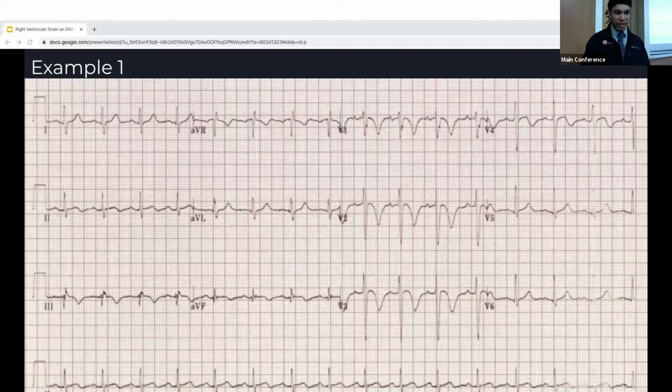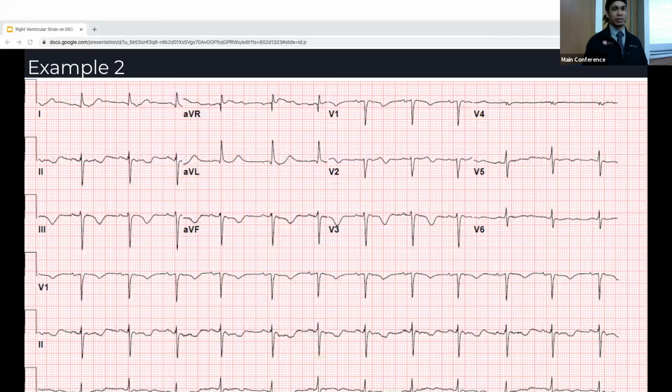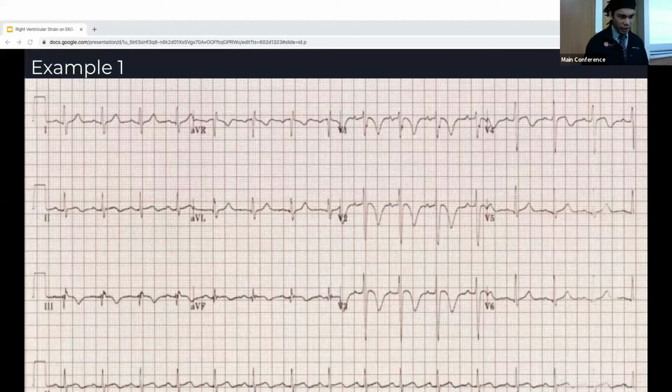Just of note, in addition to them being inverted, they're also deep and symmetrical, and that usually is a sign of pathology. Good. And you can also see T wave inversion in inferior leads too.